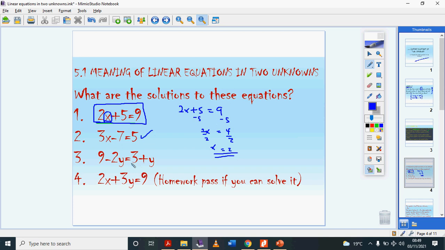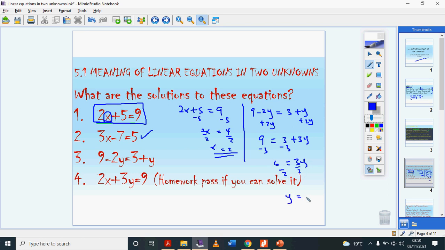This is also one unknown. You guys are pros. I'm pretty sure you can solve that. This is also one unknown, right? Even if you have to collect like terms. So let me do that one. 9 minus 2y is equal to 3 plus y. If I want to solve this one, I'm going to take the 2y to the other side because I want it to remain positive. So I'll have 9 is equal to 3 plus 3y. And then I'll subtract 3 from both sides, and then I'll have 6 is equal to 3y. I can divide by 3 on both sides and get y is equal to 2. So all these ones you can solve, and please go ahead and solve them and take pictures of your work.